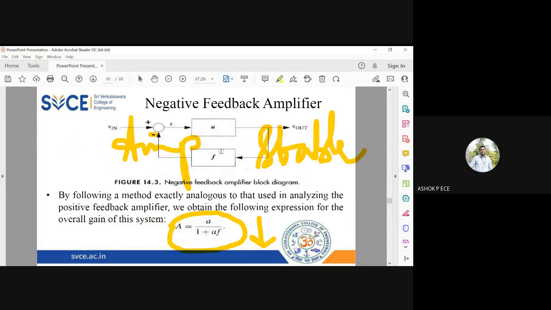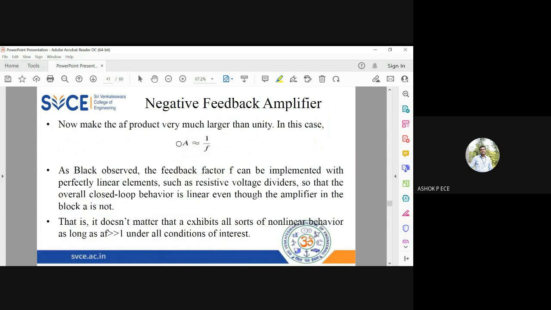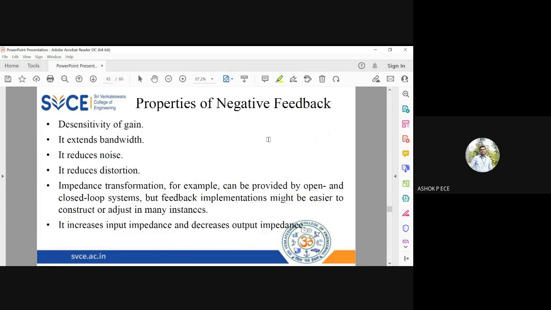And approximately, adding 1 to AF is not going to change anything. A/(1+AF), A is approximately 1/F. So the gain depends on the feedback factor F.